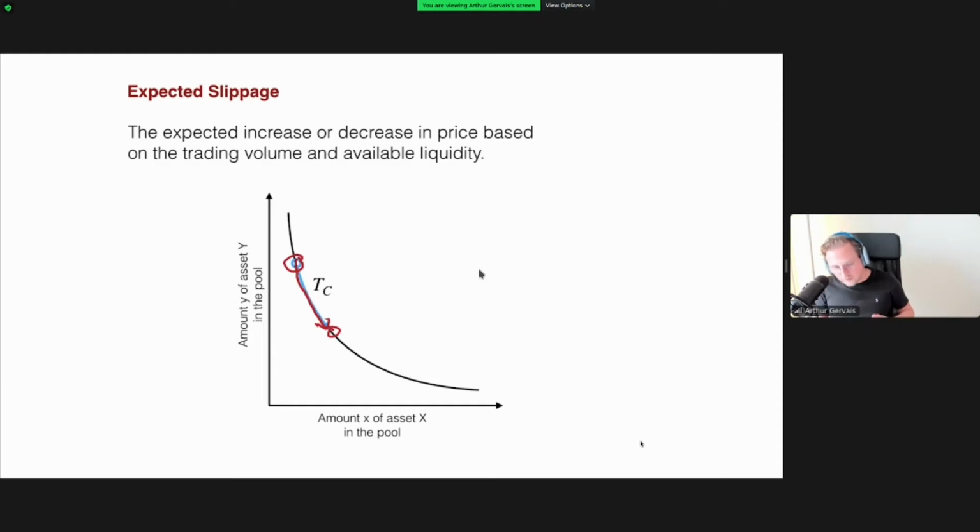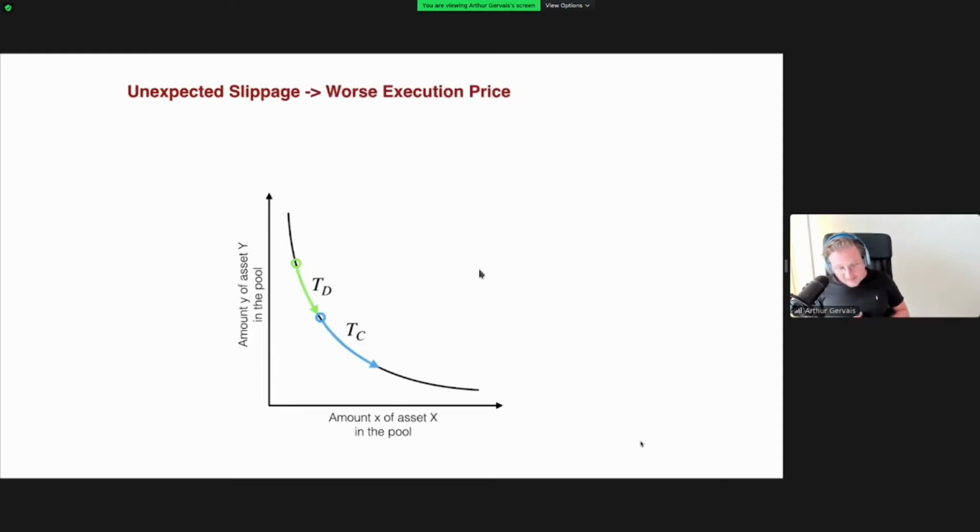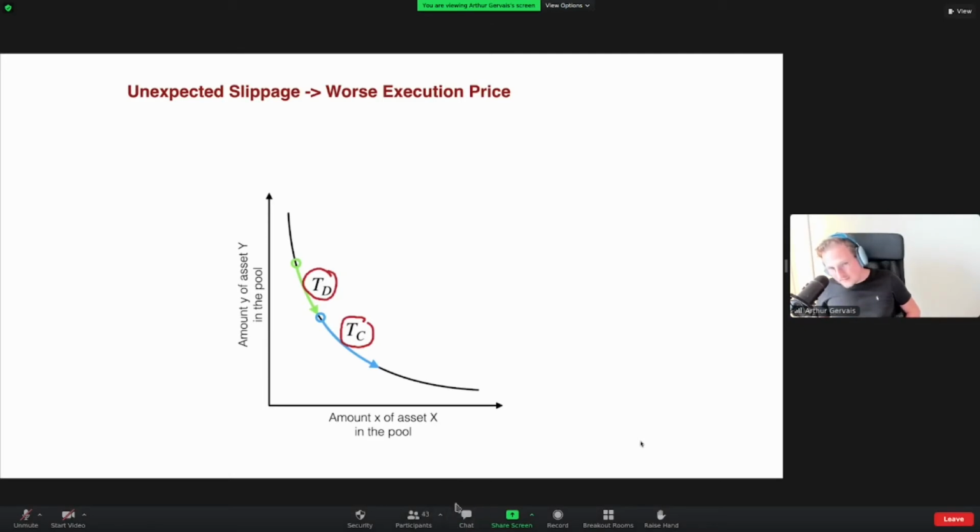So this is known. There's, however, another concept, which is called the unexpected slippage. This now starts to tie the peer-to-peer part of our presentation to the AMM part. Now we have two transactions: a transaction TC and a transaction TD. TC is the transaction from the victim, and TD could be the transaction from an adversary.